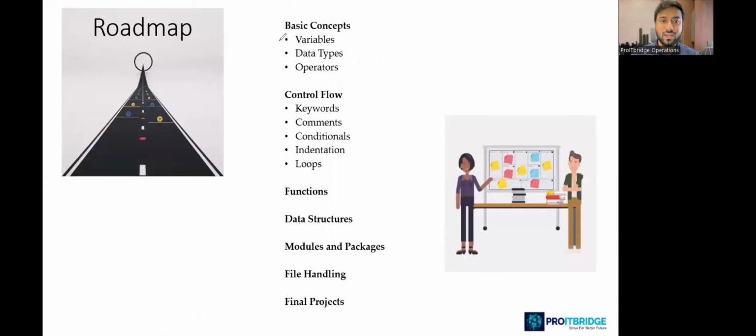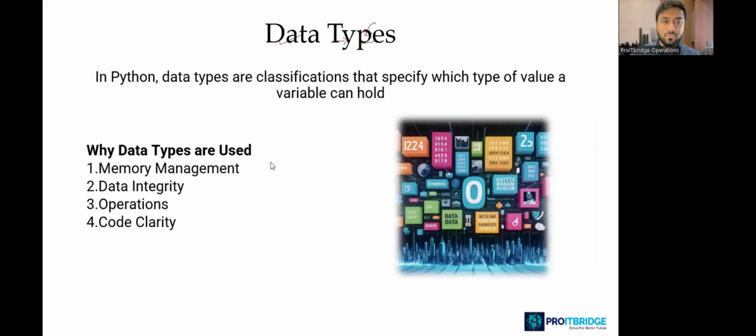So yesterday we have seen variables. What are variables? Variables are containers which are used to store some values. Okay. And there are certain set of rules which we need to follow. Okay. Now today we'll be dealing with data types. Now what are data types? See, data types are classification which specifies what kind of data should be stored in a variable.